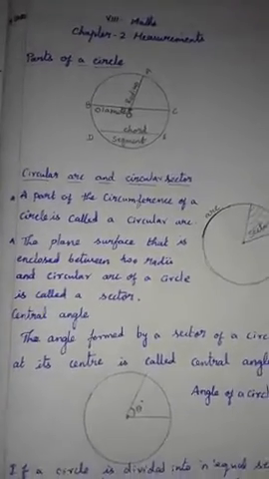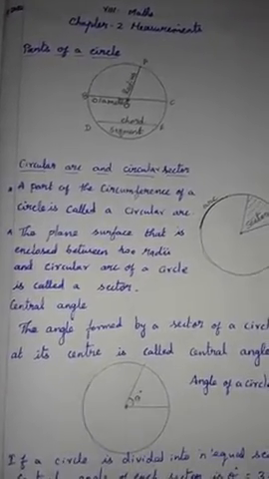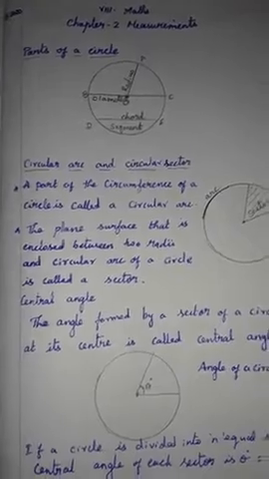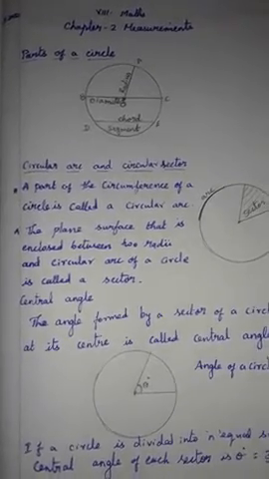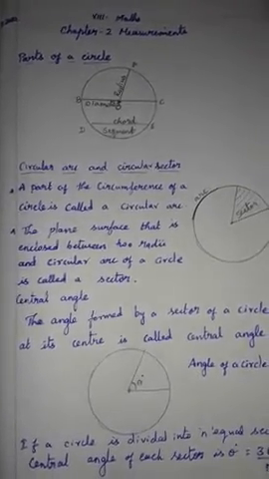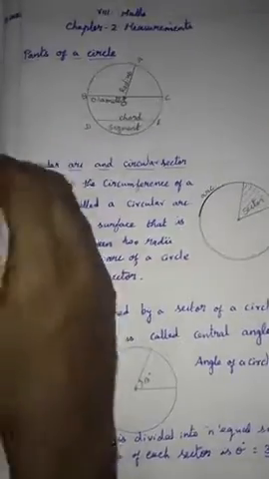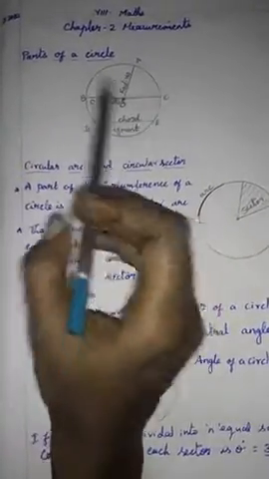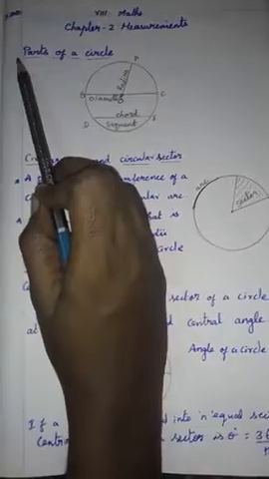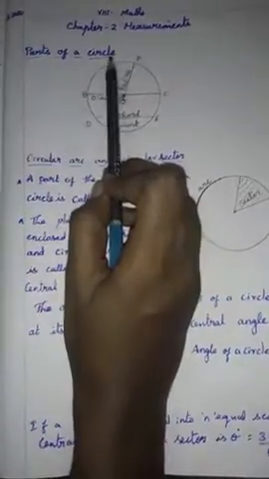Good morning students. Today we are going to see the next chapter, chapter 2, measurements. In the measurements, we learn about different shapes and their properties, and also we learn how to find the area and perimeter of different shapes. Today we are going to see about the parts of a circle.